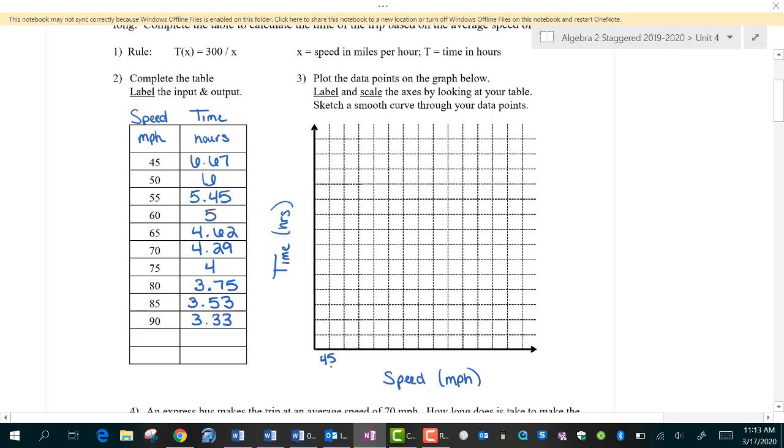I think I may skip every other space just for a little bit more room. So for example, I'll skip the next tick mark and then I'll go to 55. Skip one and then 65 and so on.